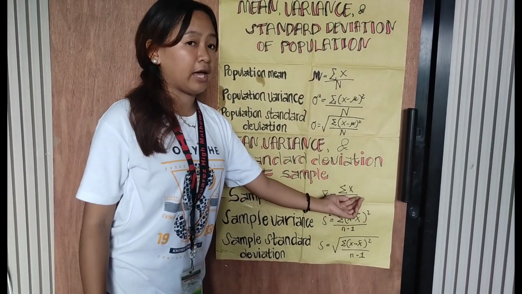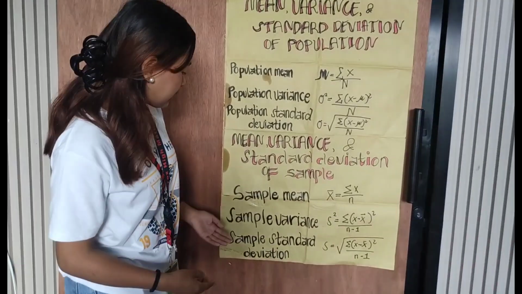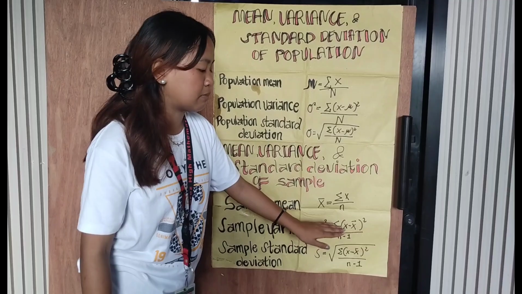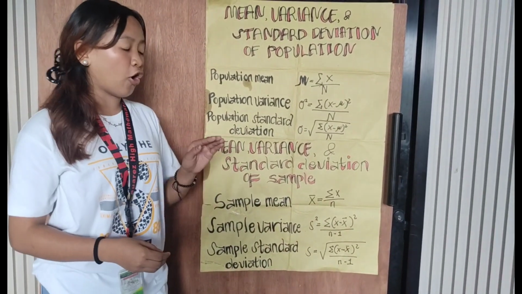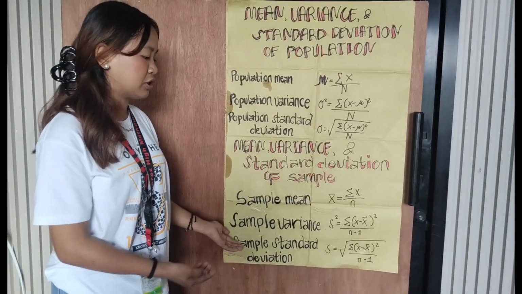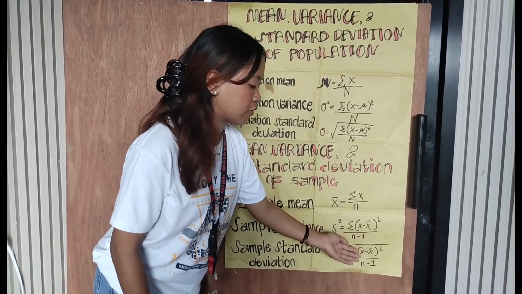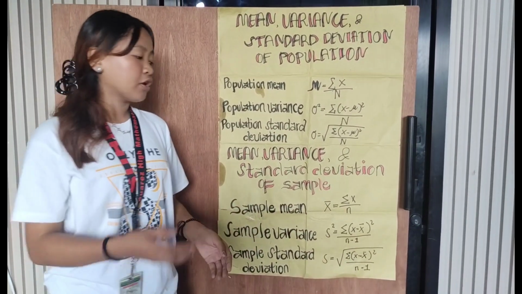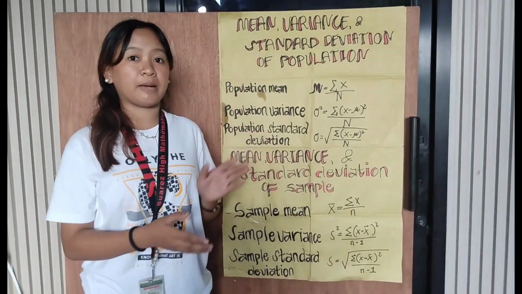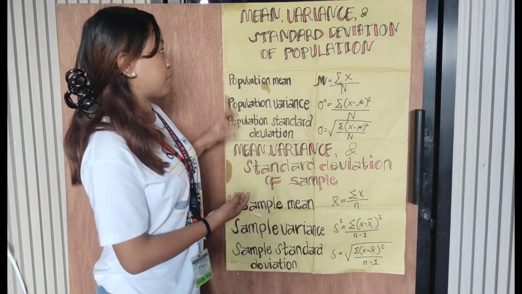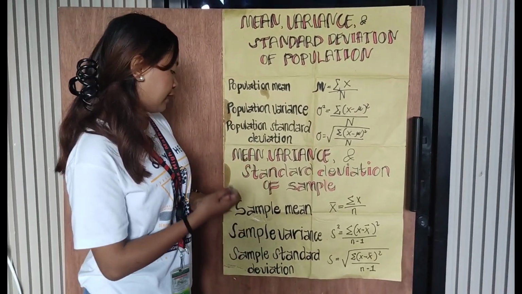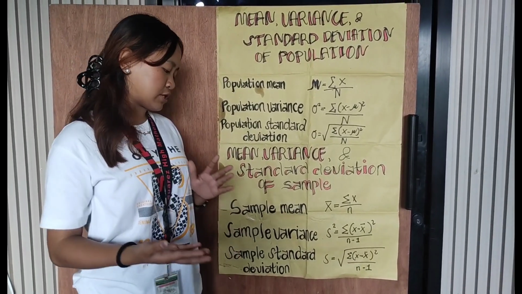And for the mean, variance, and standard deviation of a sample: the sample mean equals summation of x over small letter n. The sample variance is s squared equals summation of x minus sample mean squared over small n minus 1. And the sample standard deviation is s equals square root of summation of x minus sample mean squared over small letter n minus 1. Please remember these, because they are the formulas used to find the mean, variance, and standard deviation of a population, and the sample mean, sample variance, and sample standard deviation.